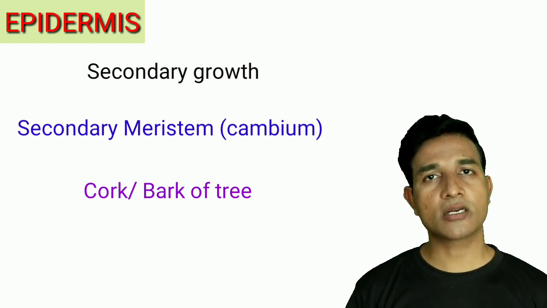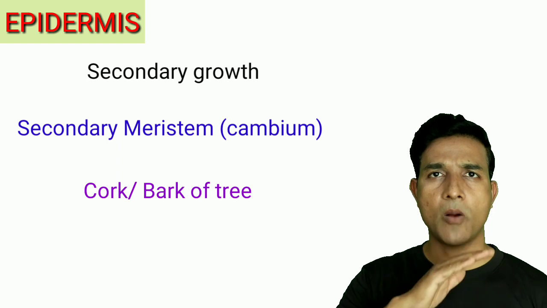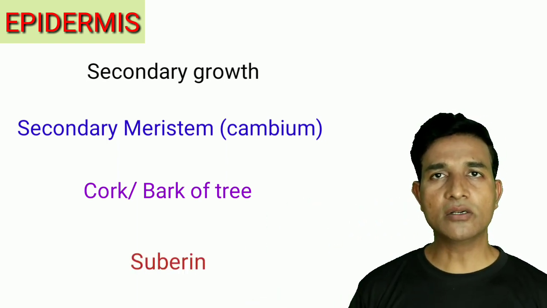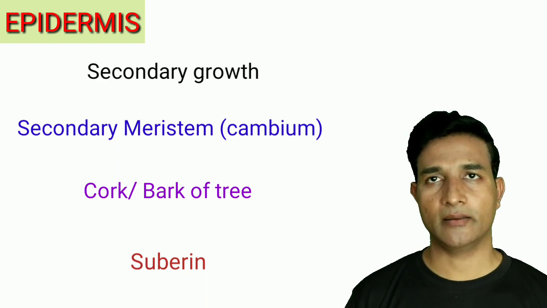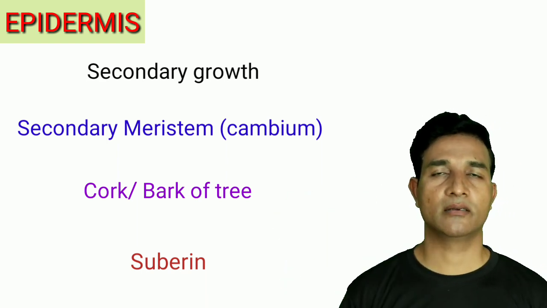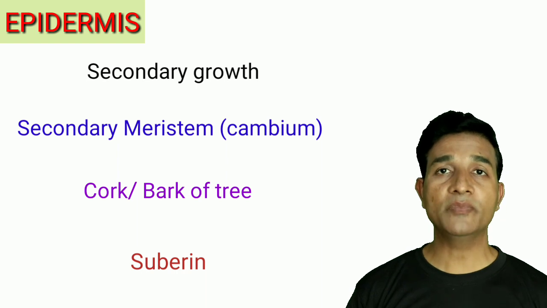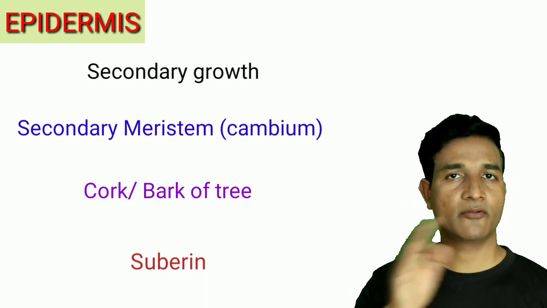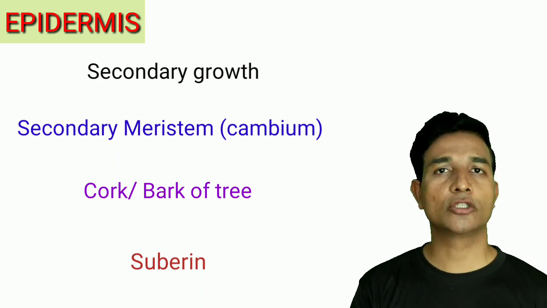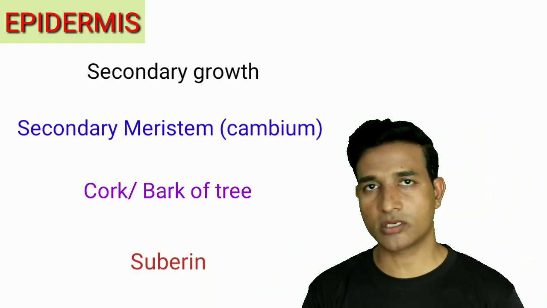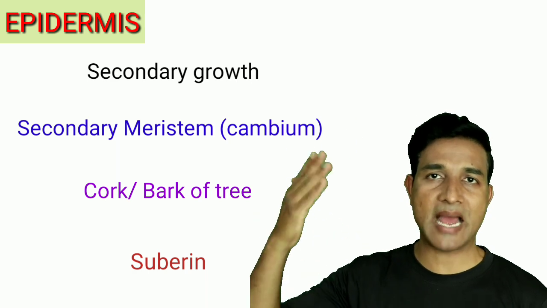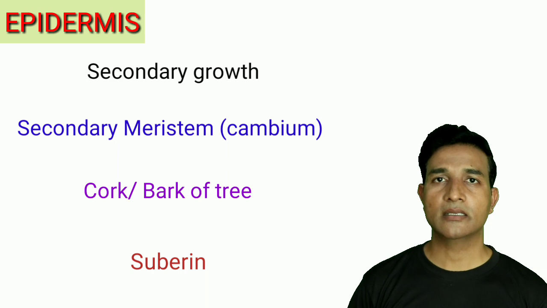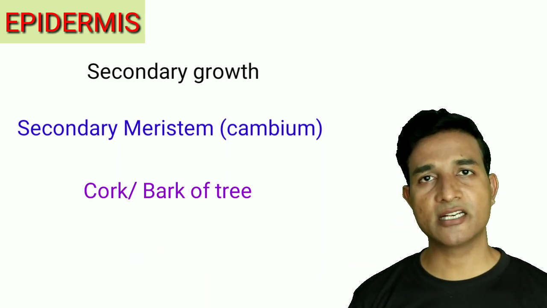So cells of the cork are dead, and they are compactly arranged without intercellular spaces. They also have a chemical called suberin. The cell wall is made up of suberin, and this makes them impervious to gases as well as water, so that it will not allow water to come inside through the stem, and gases are not allowed. So it forms a protective barrier, and suberin thus protects the plant during secondary growth.